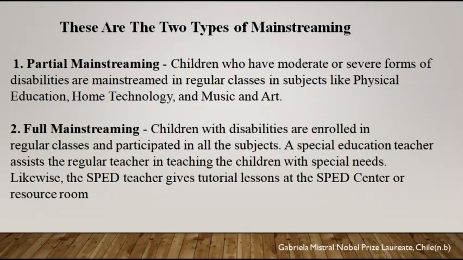These are the two types of mainstreaming. Number 1, partial mainstreaming. Children who have moderate or severe forms of disabilities are mainstreamed in regular classes in subjects like physical education, home technology, and music and arts. Number 2, full mainstreaming. Children with disabilities are enrolled in regular classes and recite in all the subjects.